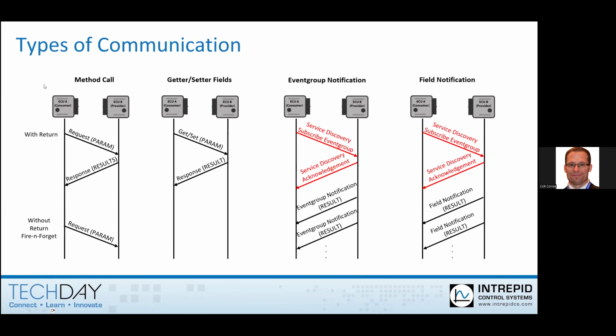Okay, types of communication. There are really just three types. Method call is essentially you just call a method in a provider ECU, and there may be a response, or there may be just a fire and forget where there is no response. Those are method calls.